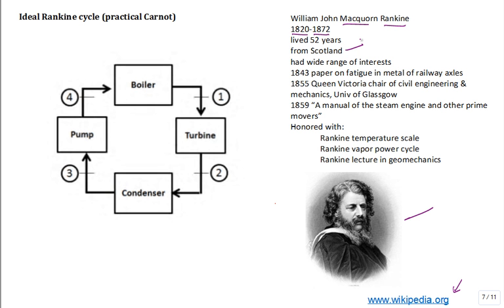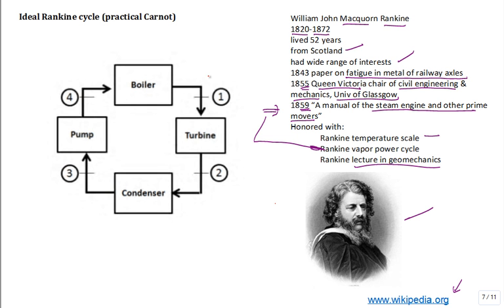Right? He had a wide range of interests. In 1843, he published a paper on the fatigue of metals in railroad axles. Very important in 1843. In 1855, the Queen of England, Victoria, gave him the chair in civil engineering and mechanics at the University of Glasgow, Scotland. In 1859, he produced a manual on steam engines and other prime movers. So that's why we honor him with the name Rankine vapor power cycle. He's also the Rankine behind the temperature scale, and there's also a continuing lecture series in geomechanics. So this person really did a lot in science and engineering.